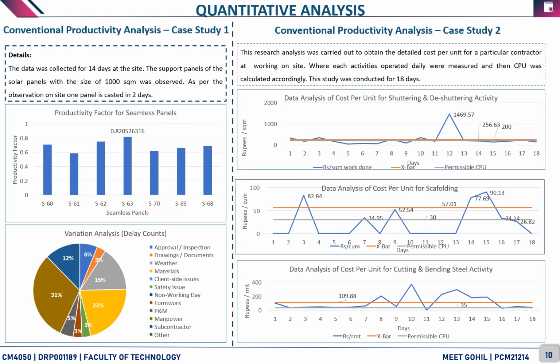Conventional productivity analysis, case study 1. The data was collected for 14 days at site. The support panels for the solar panels, with a size of 1000 square meters, were observed. As per the observation on site, one panel was casted in 2 days. Here below, on the left hand side, we can see the productivity factors for seamless panels.